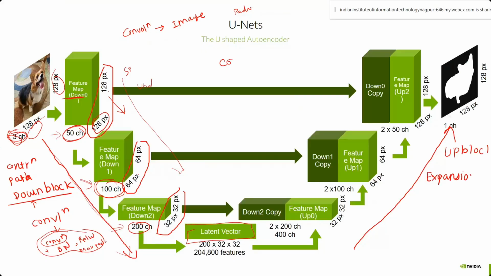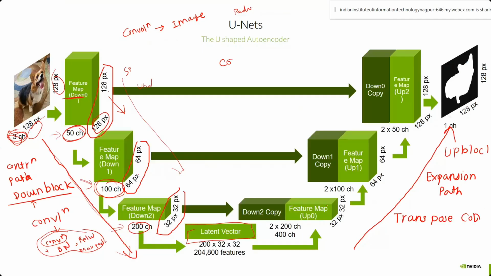Whatever dimensions you have reduced, now you have to go on expanding those dimensions. And then the next part, again in the upper block, what you are using is transpose convolution. This is important, transpose convolution.